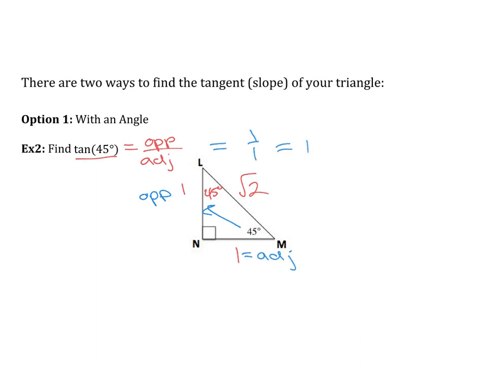If we want to go ahead and take our tangent ratio and find the percent grade, again, what we're going to do is multiply by 100. So if I take 1 and multiply it by 100, then I get 100%. So again, my percent grade is 100%.